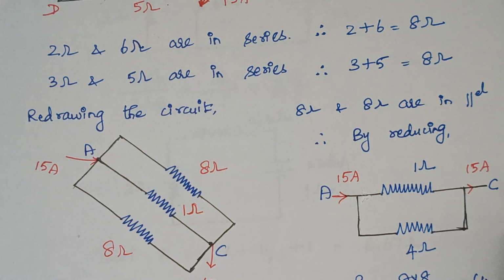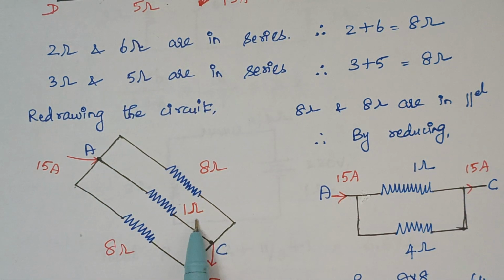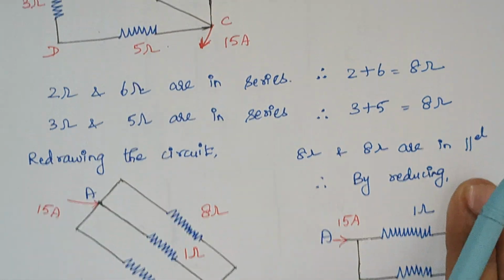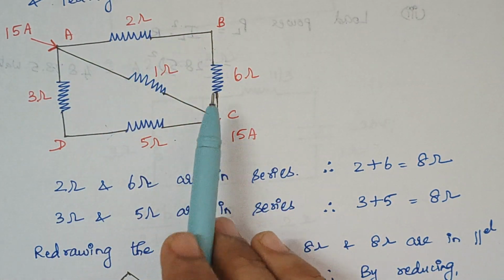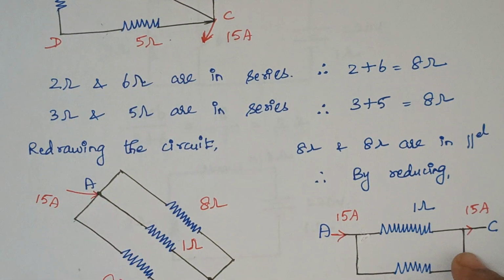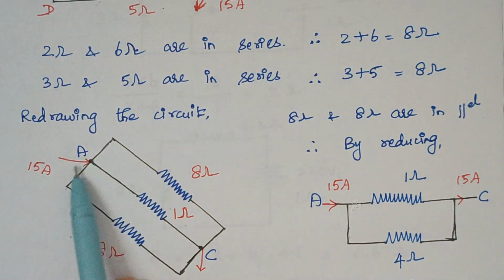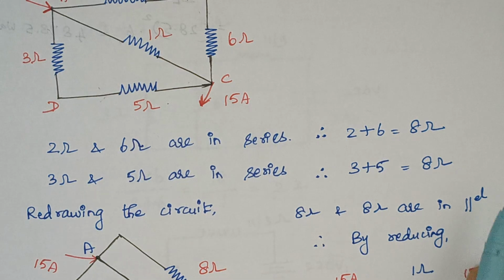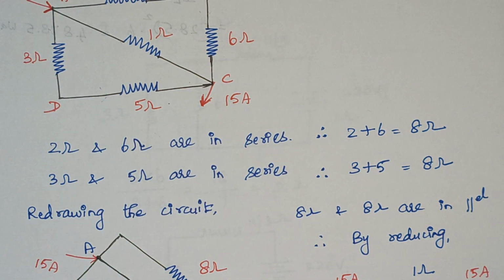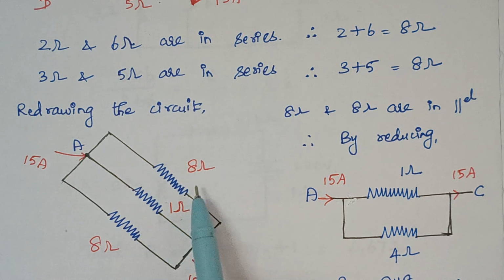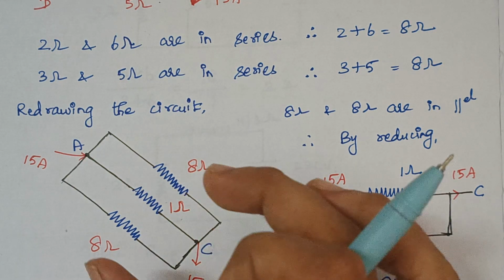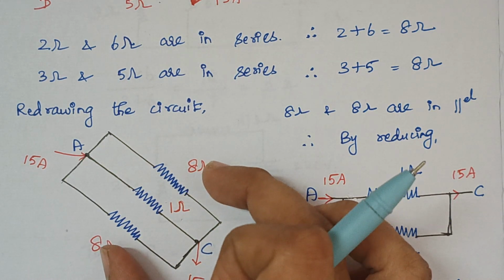When you redraw this diagram, between A and C we have 1 ohm, and again between A and C we have combined these two resistors, so here the value is 8 ohm, and again between A and C these two resistors are combined, and here we get 8 ohms. And the next thing is, these three resistors are in parallel. Now we are going to combine these two resistors.